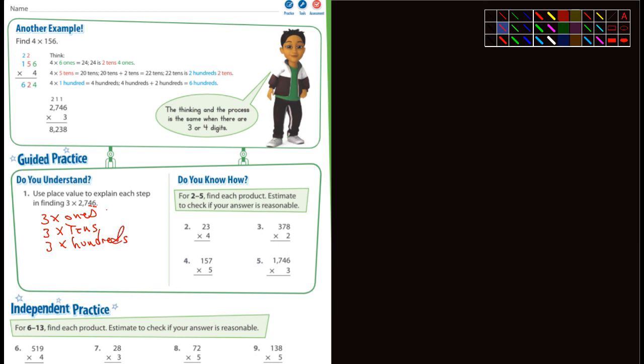Hundredths. And 3 times 1,000 place. Of course, each number is going to be a little bit different. The ones is what? That's going to be 6. The tens is what? That's the 4. The hundreds is 7. And the last place, the thousands place, is 2. All right.